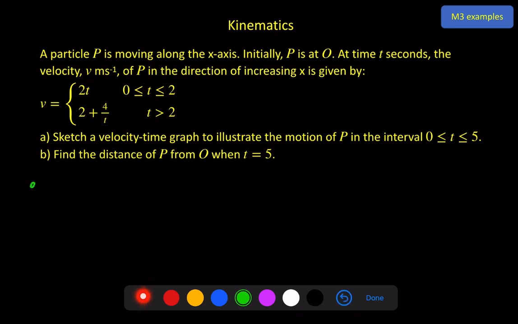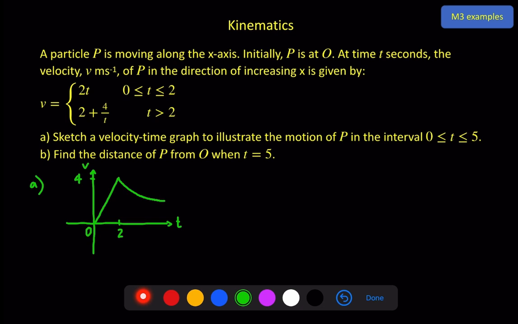Okay, so we've got our velocity time graph. Initially, that's very easy. From 0 to 2 is 2t. So let's put on all of our key values here. When t is 2, this is 4. Starting at 0, 0. This is velocity. This is time. After t is 2, we change to 2 plus 4 over t. That looks something like this.